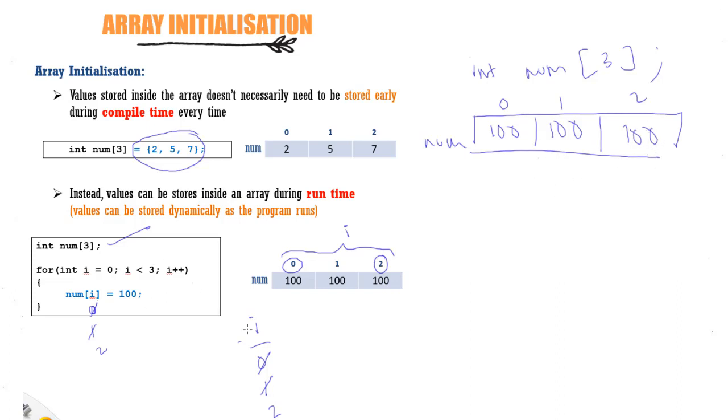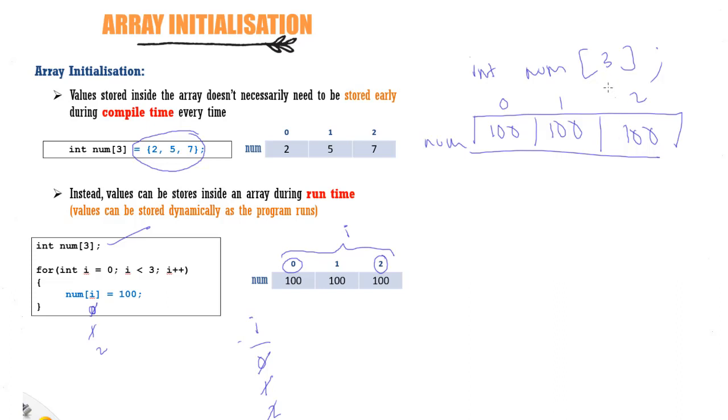Then go back up, i++. Then you have 3. Is 3 less than 3? No, so it will stop here. So what this code does is it accesses the elements one by one and stores the element. Since the code here is num[i] equals 100, it means that for every single index I want to store 100 inside there.